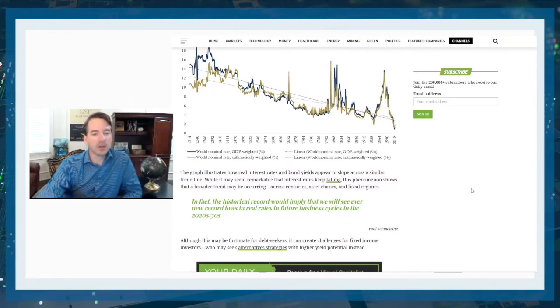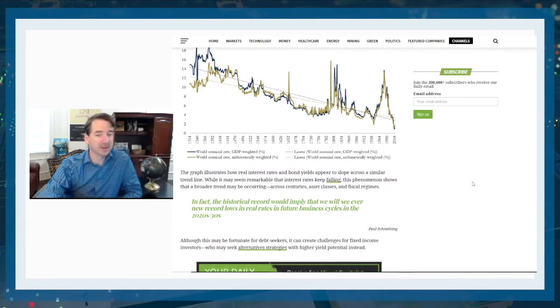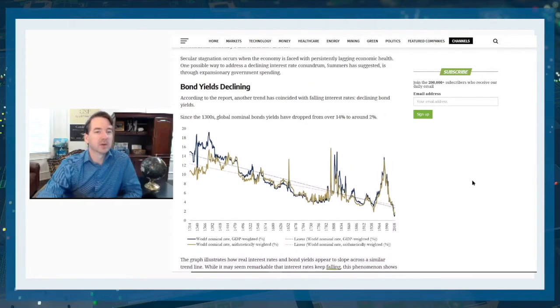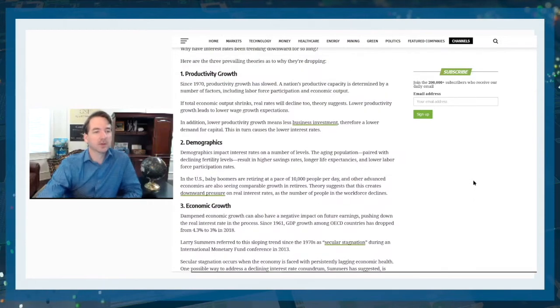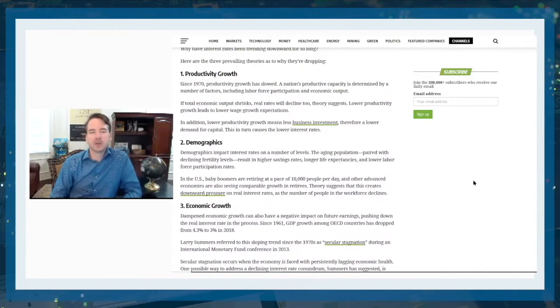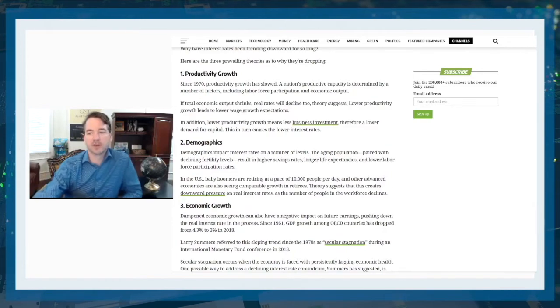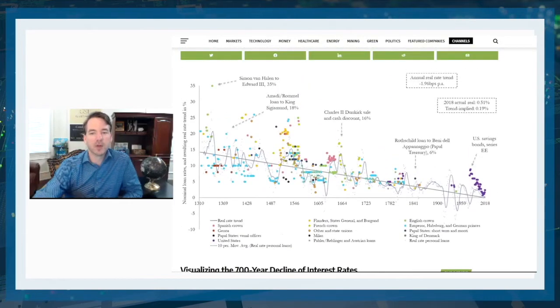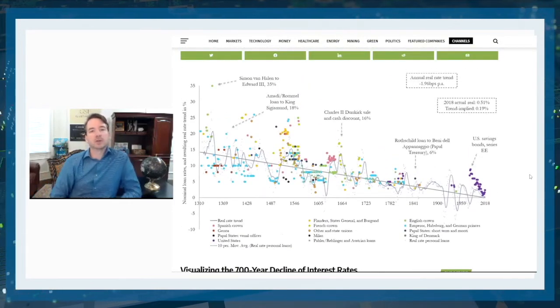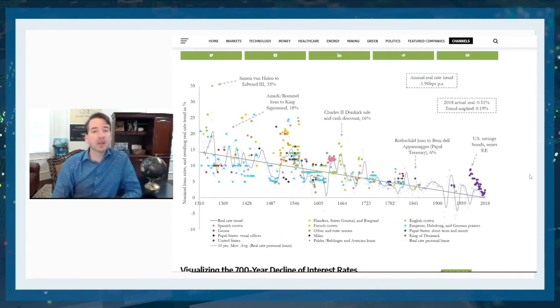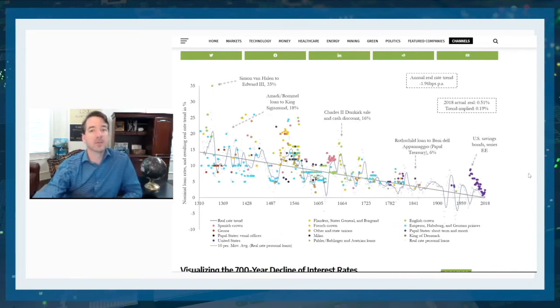While it may seem remarkable that interest rates keep falling, this phenomenon shows that a broader trend may be occurring across centuries, asset classes, and fiscal regimes. So these reasons that they gave in the article for the last 40, 50 years since 1970 really don't explain the overall 700-year fall, but we do know that fall is occurring. So if you're going to invest in fixed income, you can expect over time to receive less and less for your money. And when we get to the discussion of real interest rates, we'll see that that is often negative, meaning you actually get less out of it than you put into it for your perceived safety.